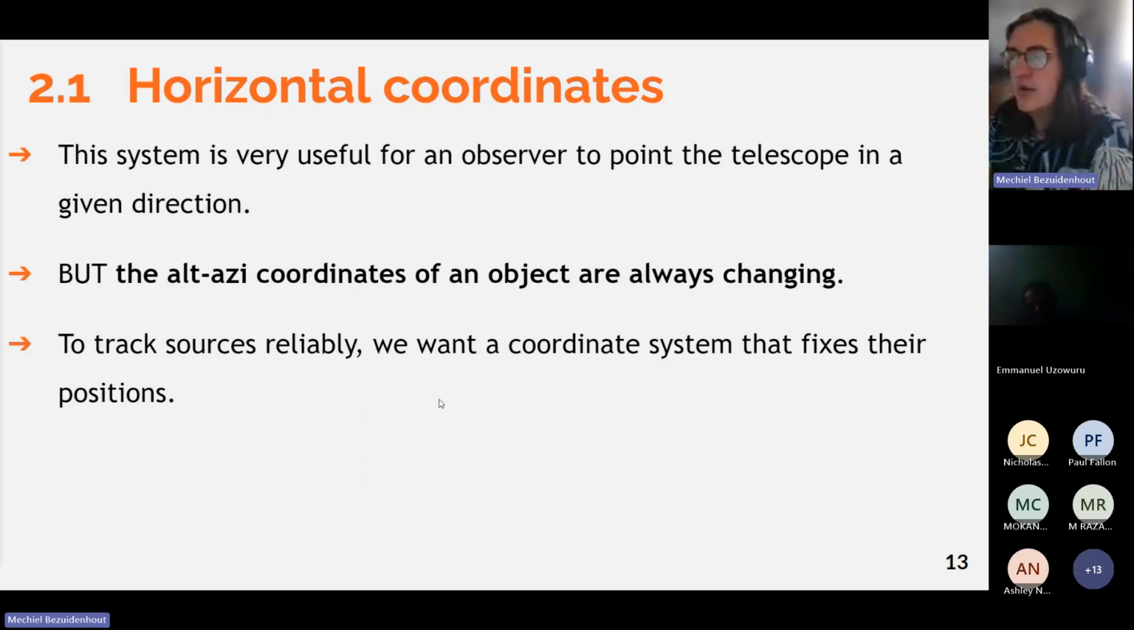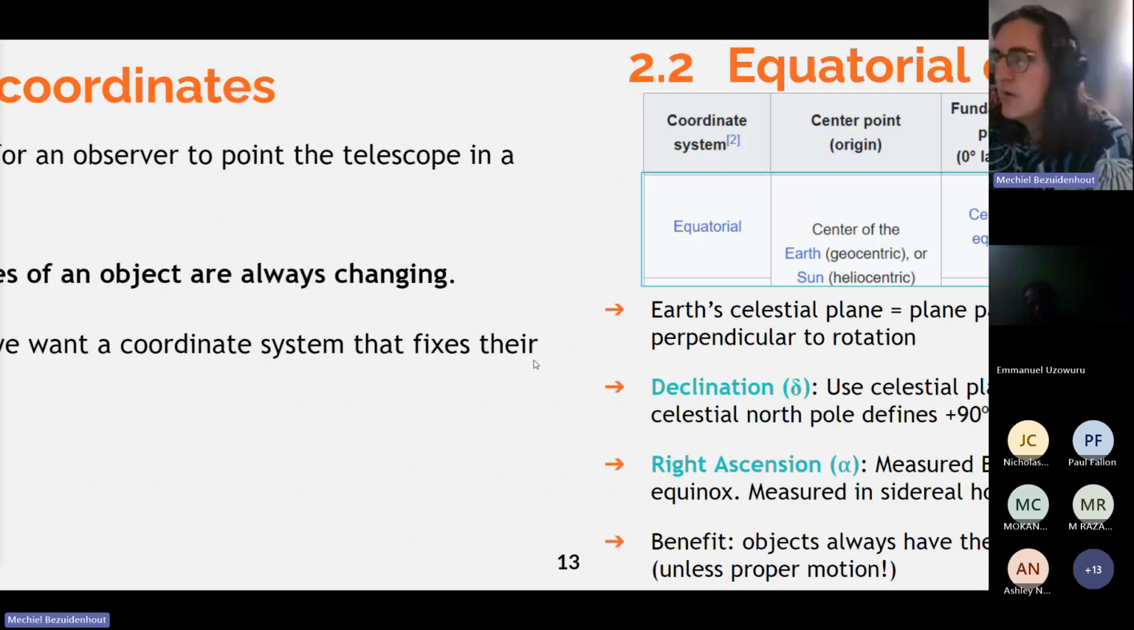So in order to track sources reliably, we want to define a coordinate system that fixes their position to say, if you look at coordinates x, y, you will see this object. And the coordinates that we usually use to do that are called equatorial coordinates.